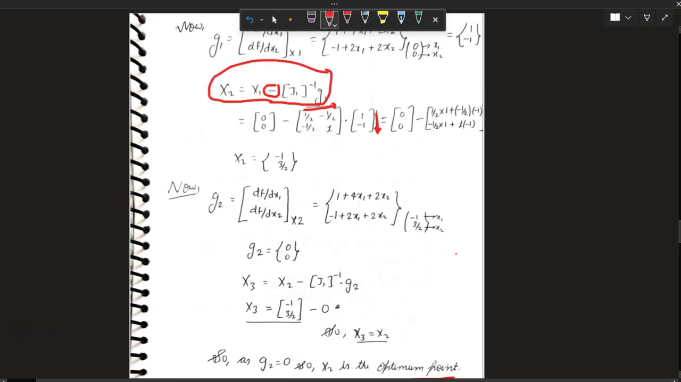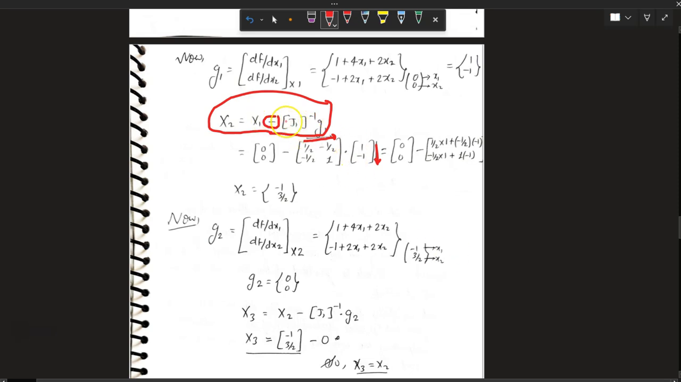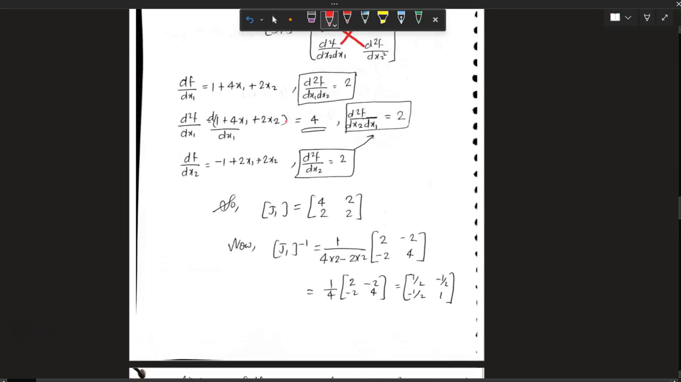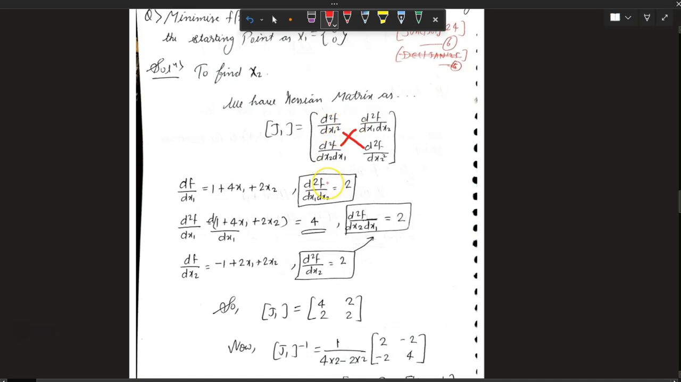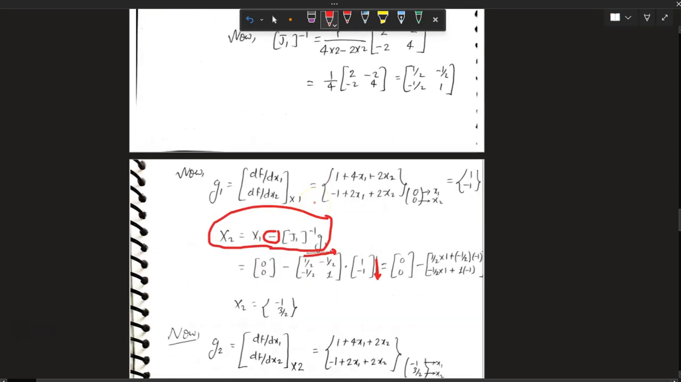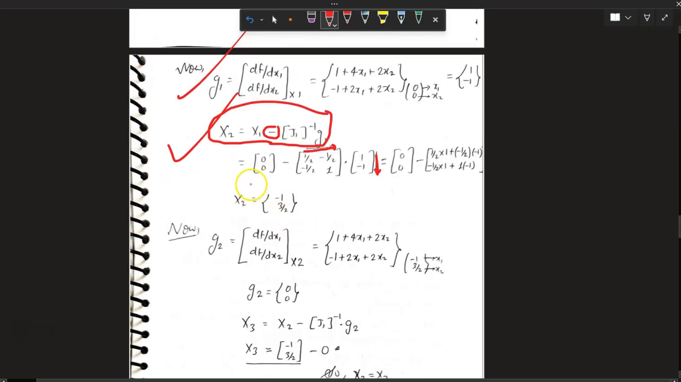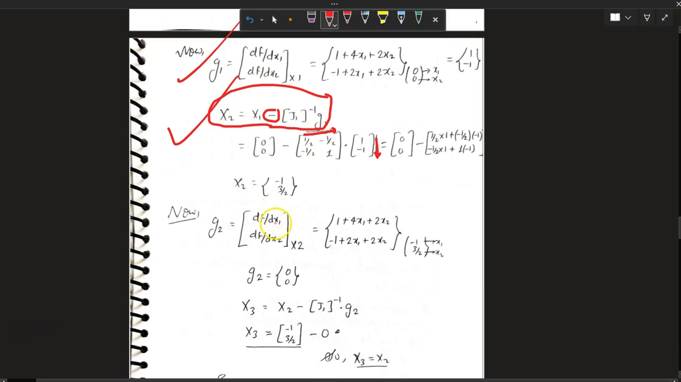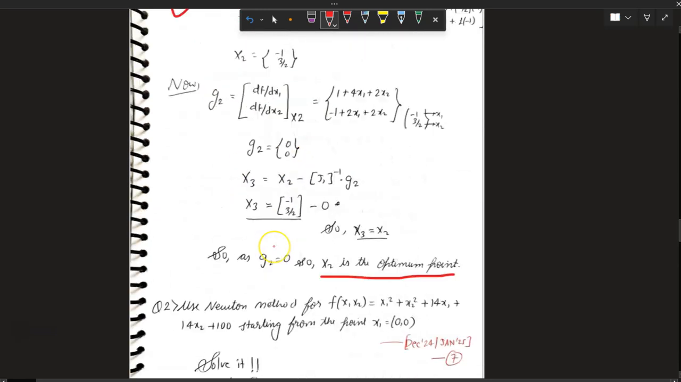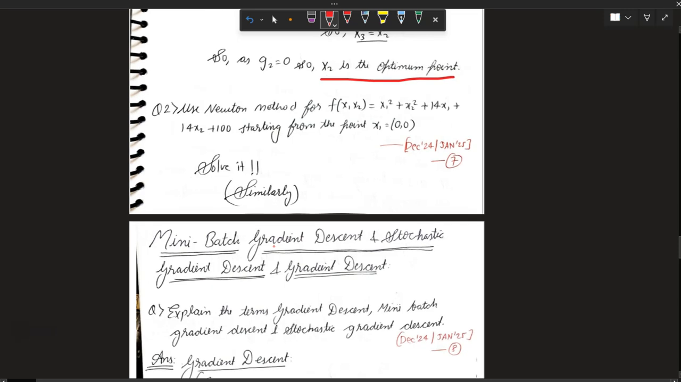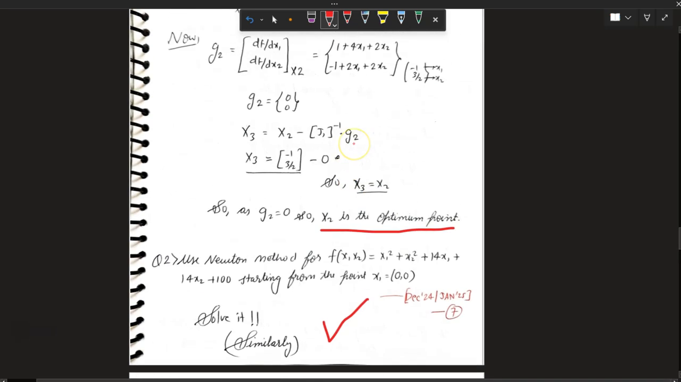I hope you understand. You just have to remember the steps we are doing. First the Hessian matrix we are solving, putting all the values. Then we have to calculate this G1. Then we calculate for the next value, and again the same process we have to repeat. Now move on to the next question. You can solve and practice this, so you will be clear with this concept.